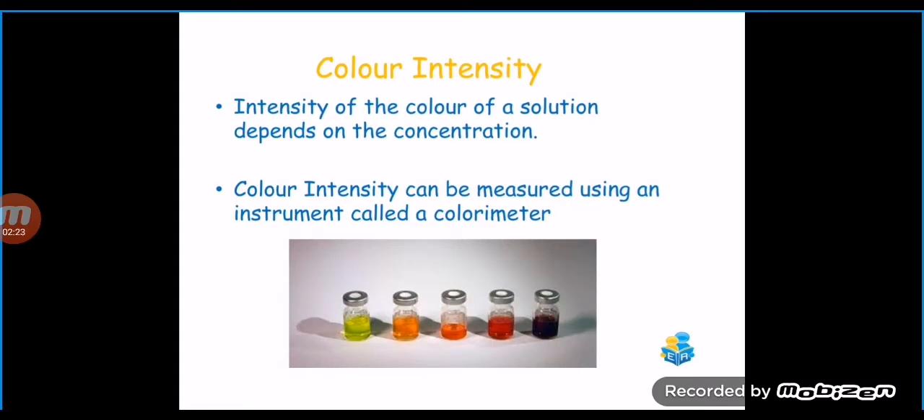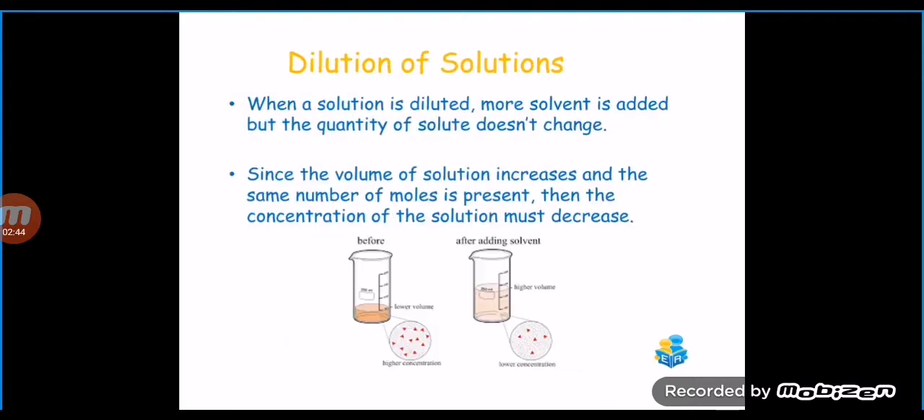The intensity of the colour of a solution usually depends on the concentration, and the colour intensity can be measured using an instrument called a colorimeter, and we've met a colorimeter in our water chapter and water video. Usually, the darker the solution, the more concentrated it is.